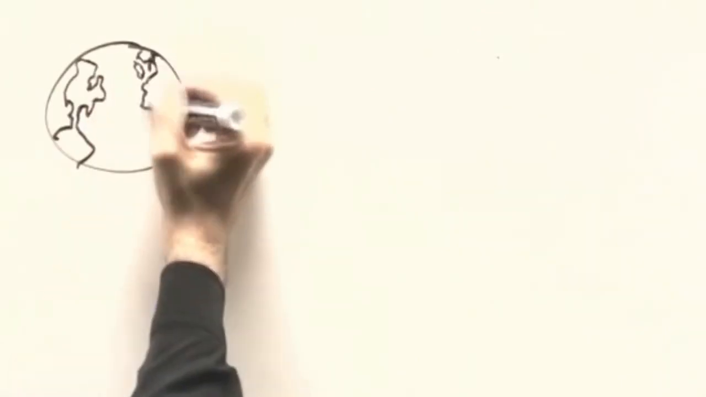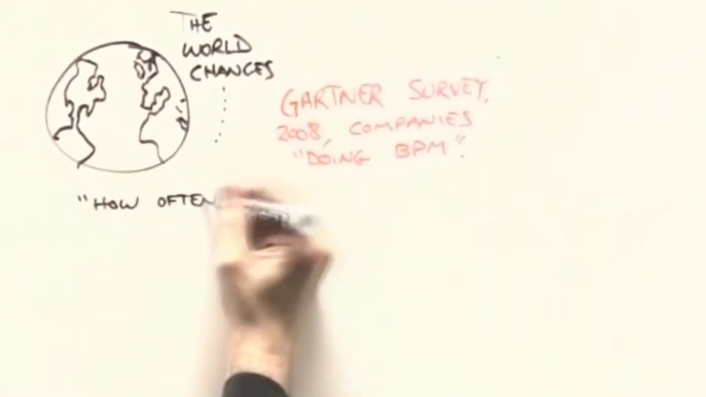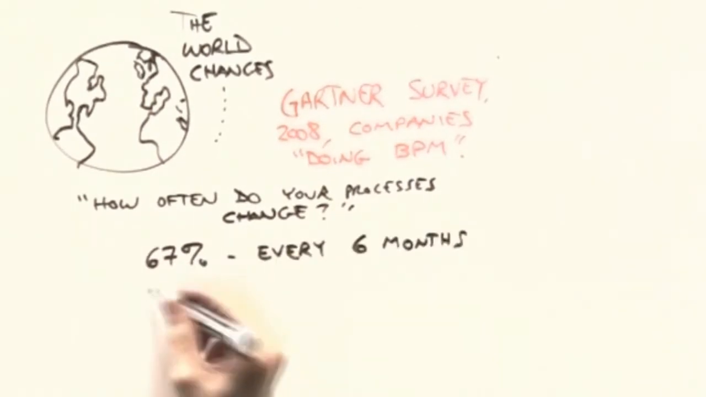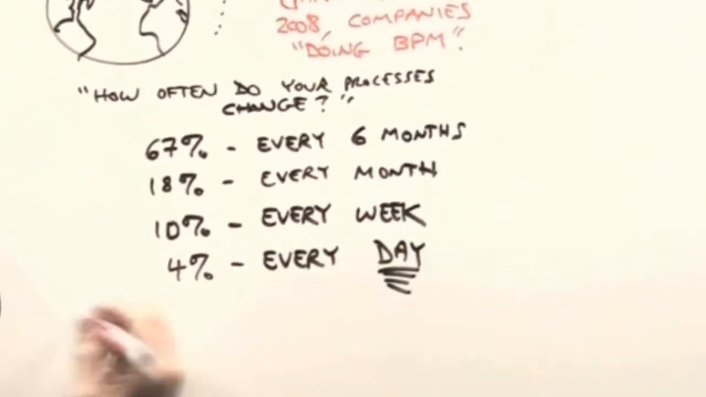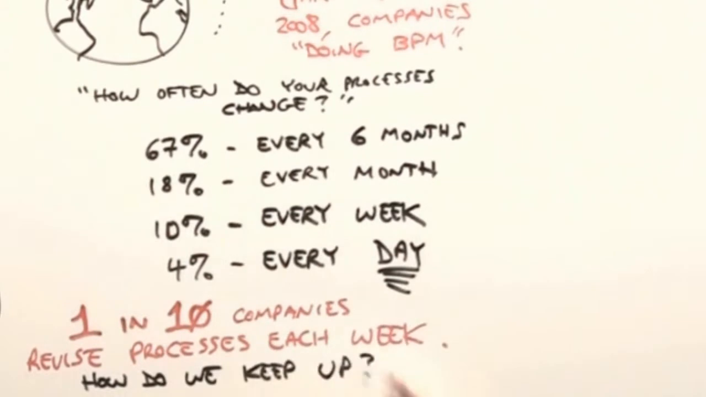The world has a way of changing on a fairly regular basis. The Gartner Group did a recent study of companies that do business process management. They asked how often business processes change. And 2/3 change every 6 months, 18% monthly, 10% weekly, 4% daily. 1 out of 10 companies change workflows weekly. How do you keep up?